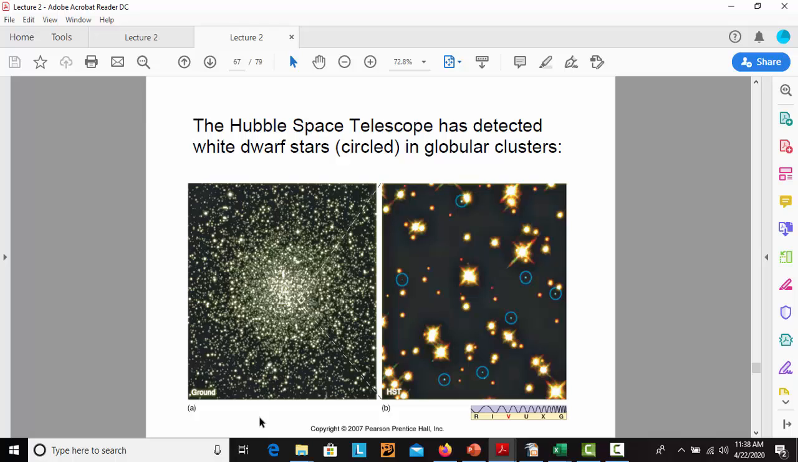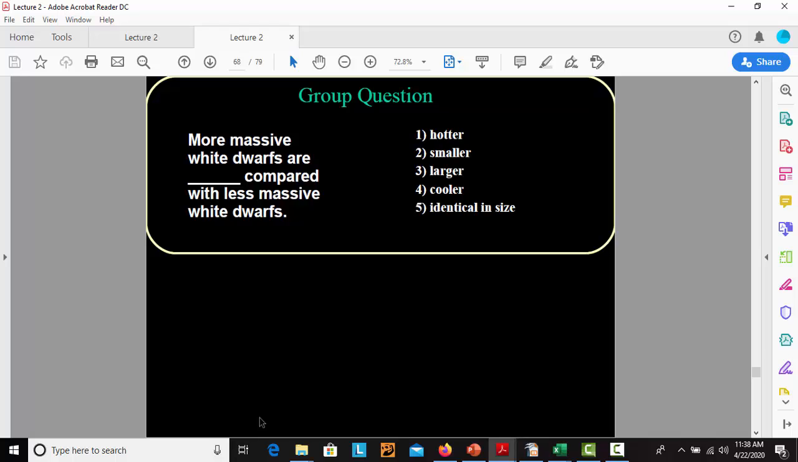So the Hubble telescope has detected white dwarf stars in globular clusters, and they're shown circled in blue on the right hand side. So more massive white dwarfs are blank compared with less massive white dwarfs, and we have hotter, smaller, larger, cooler, and identical in size. All right?